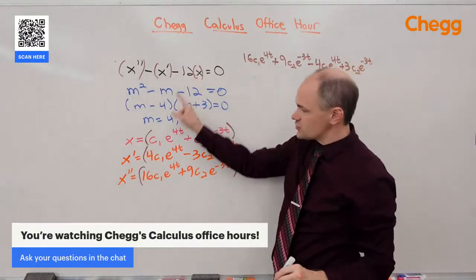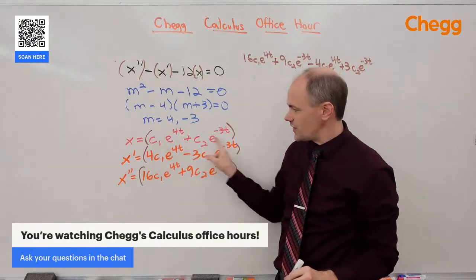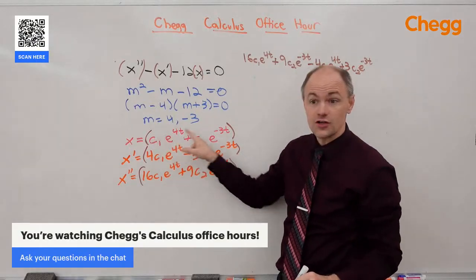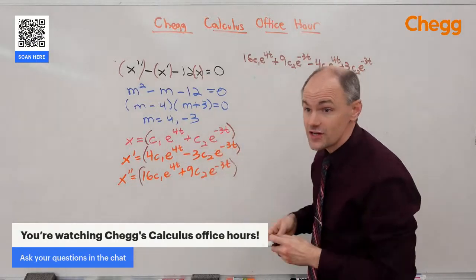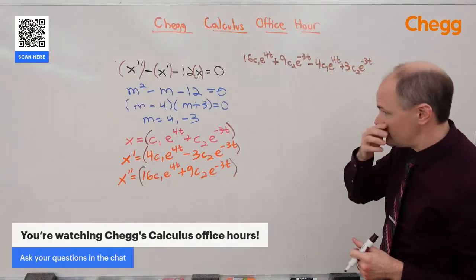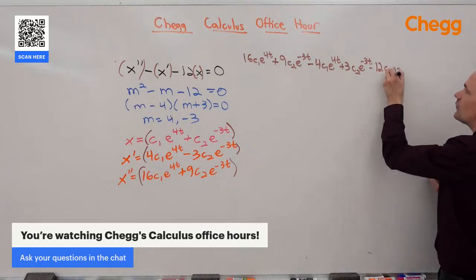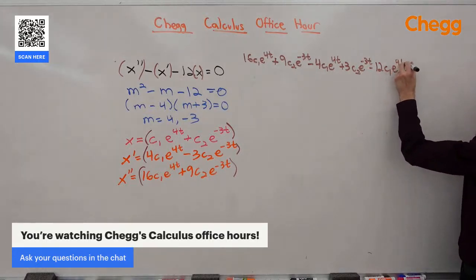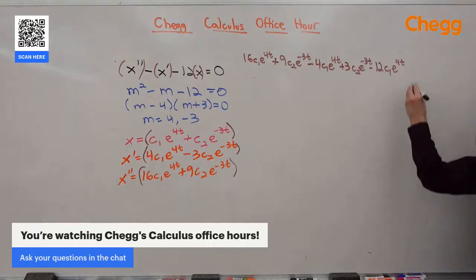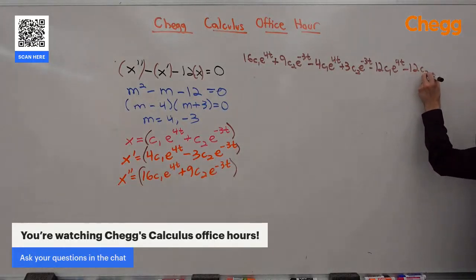And then we're going to subtract 12 times this second equation. So I'm going to multiply this first equation by negative 12, which will give me negative 12 c1 e to the 4t. I know I'm going off screen, but the equation's still here where you can see it. And negative 12 c2 e to the negative 3t.